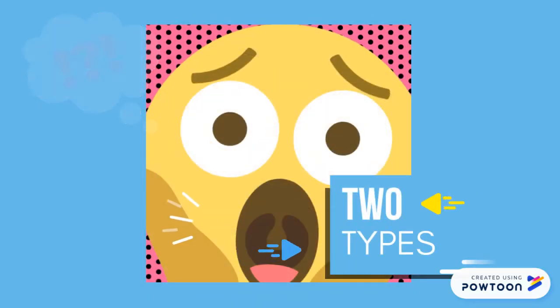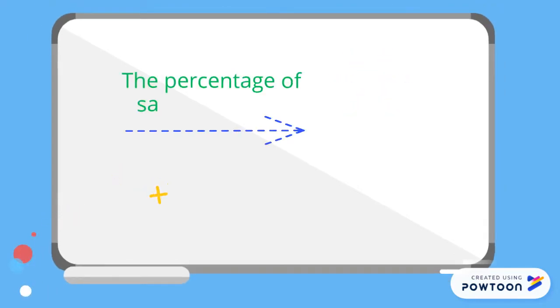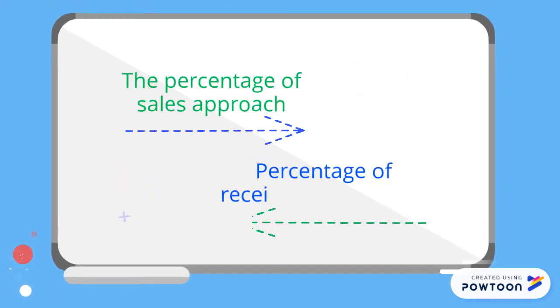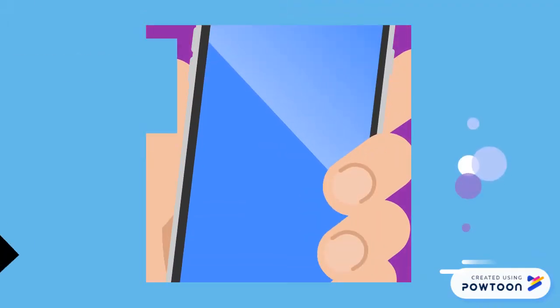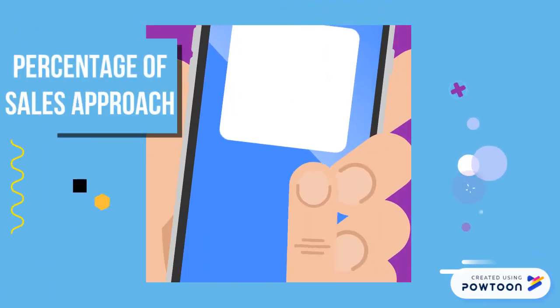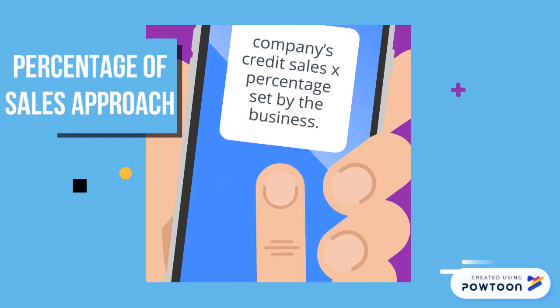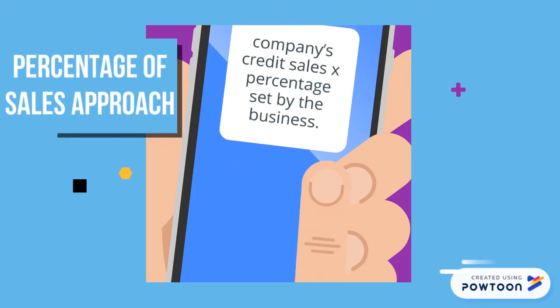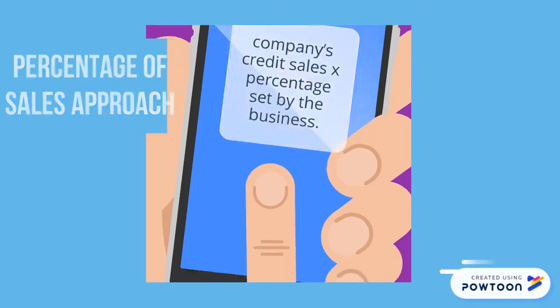There are two types of approaches under the allowance method. The first one is the percentage of sales, and the second one is percentage of receivables. The percentage of sales approach is achieved by multiplying a company's credit sales generated during the accounting period by a percentage set by a business.